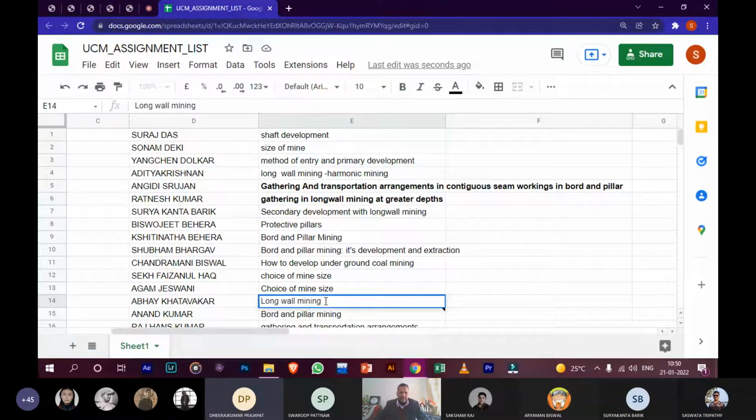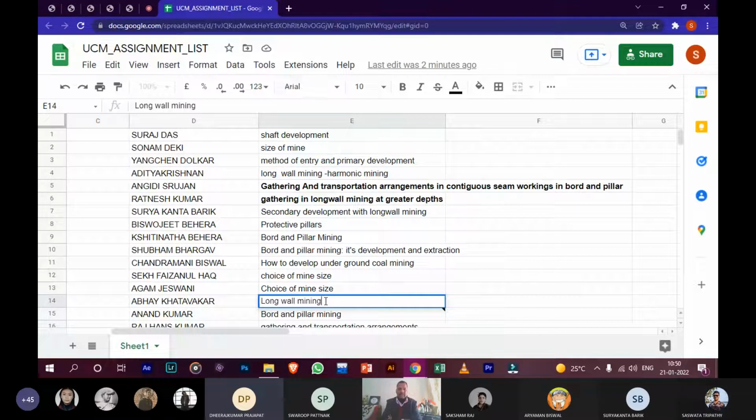Whose name is written for Abhay? Yes, sir. Abhay. Is Abhay absent or present? Longwall mining. What are you interested in? Absent. Then you note down optimum length of longwall panels.